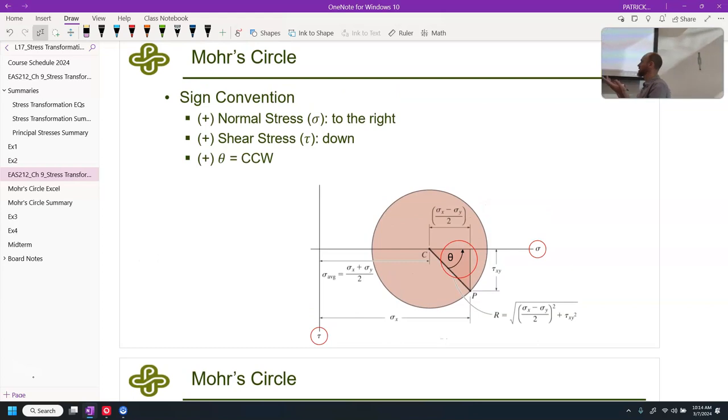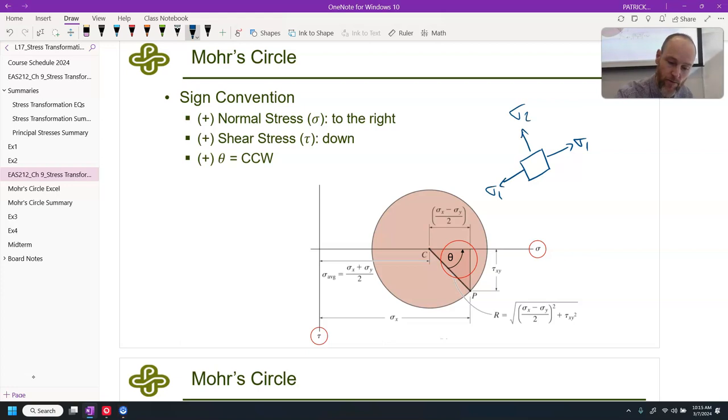The sign convention we have for this is generally what you'd expect for normal stress. The positive direction is to the right, so you're going to get larger positive values to the right, and smaller values, perhaps even negative values, to the left. This vertical axis here is where normal stress is equal to zero. If your Mohr circle is fully to the right of that, it just means that your principal stresses, sigma 1 and sigma 2, are both positive, so they're both in tension.